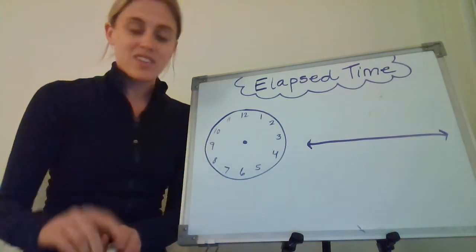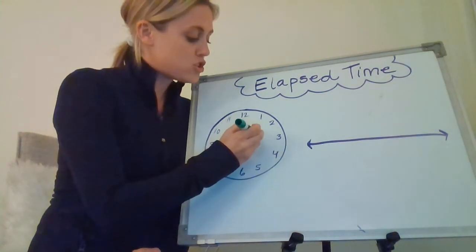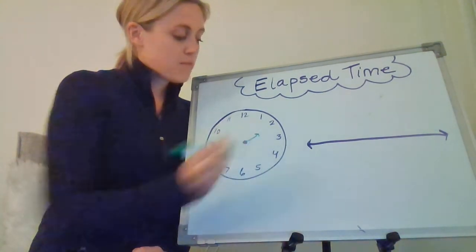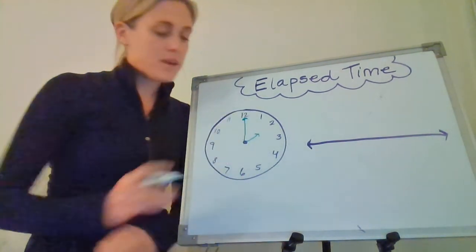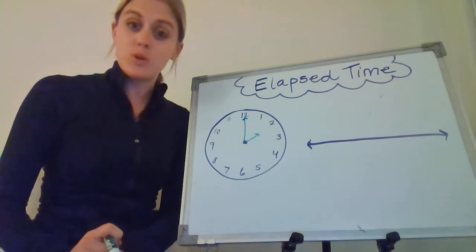So what I'm going to do is first start with the clock, and I'm going to give us a starting time. So let's say something is starting at 2 o'clock. My short hour hand points to the 2. My long minute hand points to 12. So that says 2 o'clock.